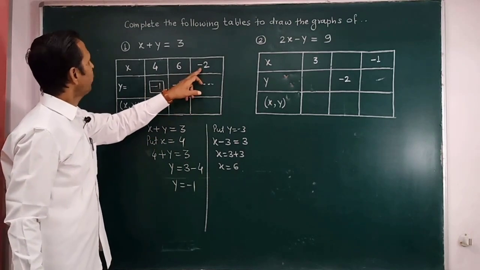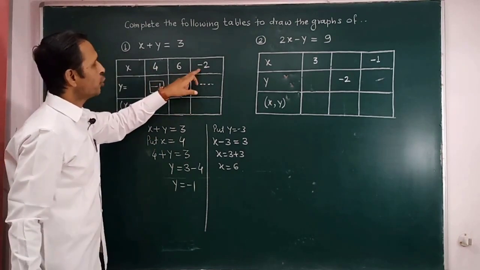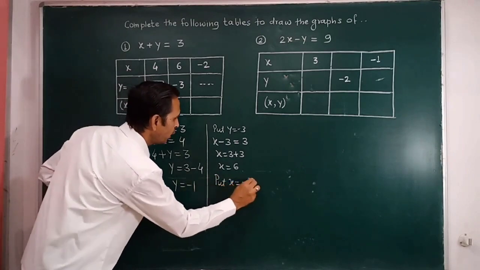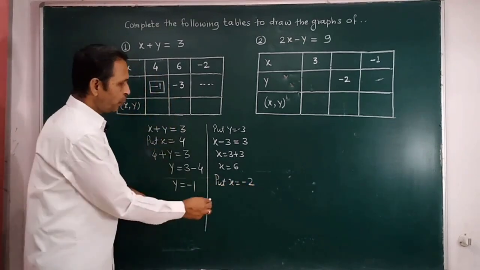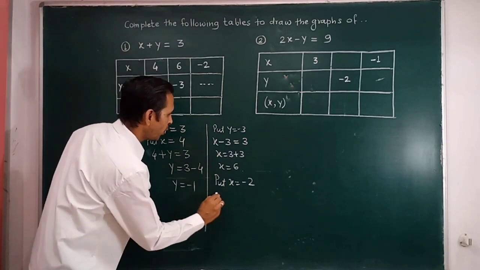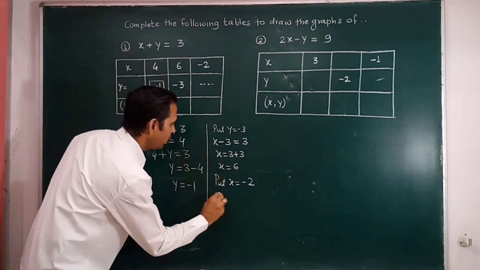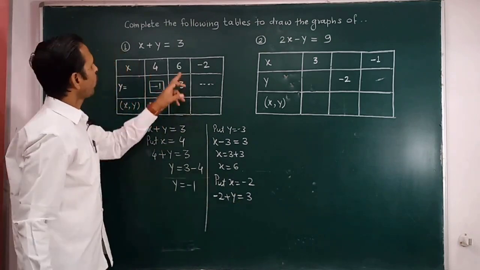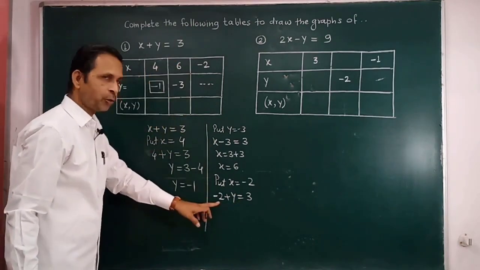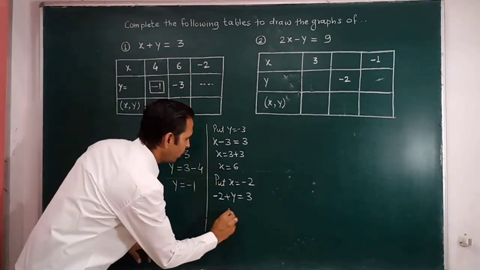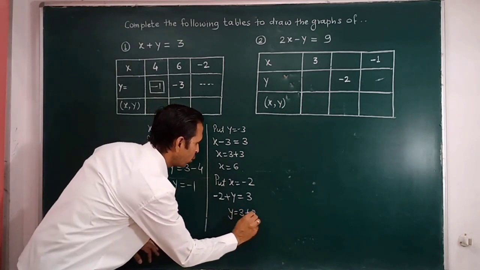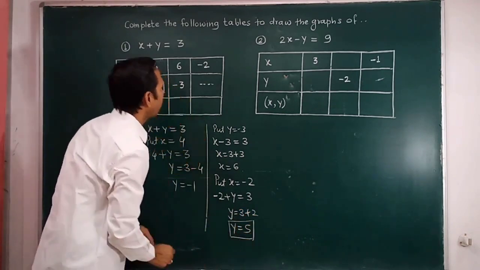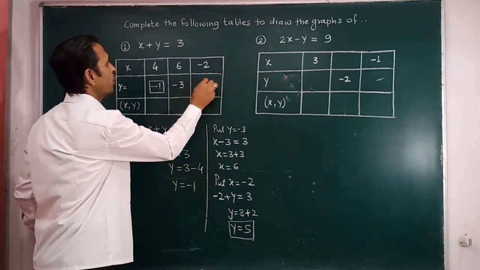Then again the value of x is minus 2. Put x is equal to minus 2. Now when we put x is equal to minus 2, then what happens? x plus y means minus 2 plus y is equal to 3. The value of x is put here as minus 2, and that's why y is equal to 3 plus 2, and hence y is equal to 5. Now write here y is equal to 5.